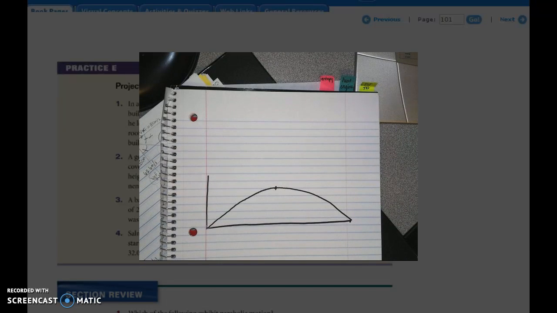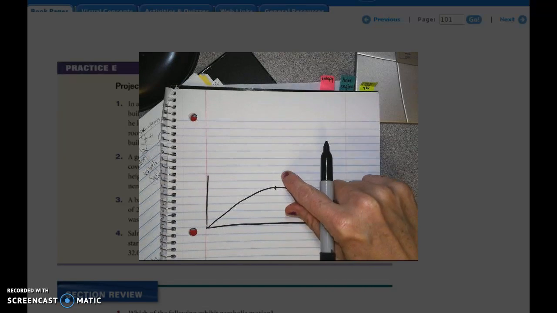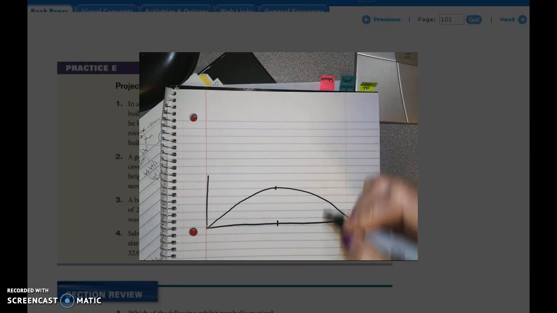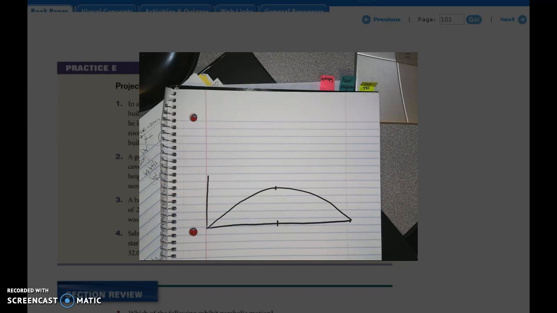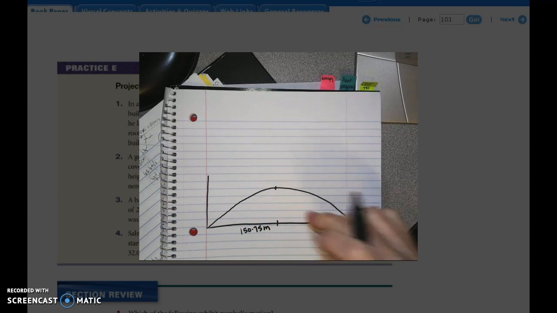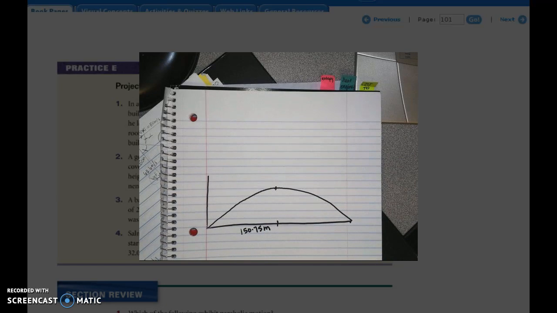What we can say, we know that half of the length of the parabola is where the maximum height will be. If the total length of the distance traveled is 301.5 meters, then this is going to be 150.75 meters to that halfway mark. Okay, so we'll start with that.